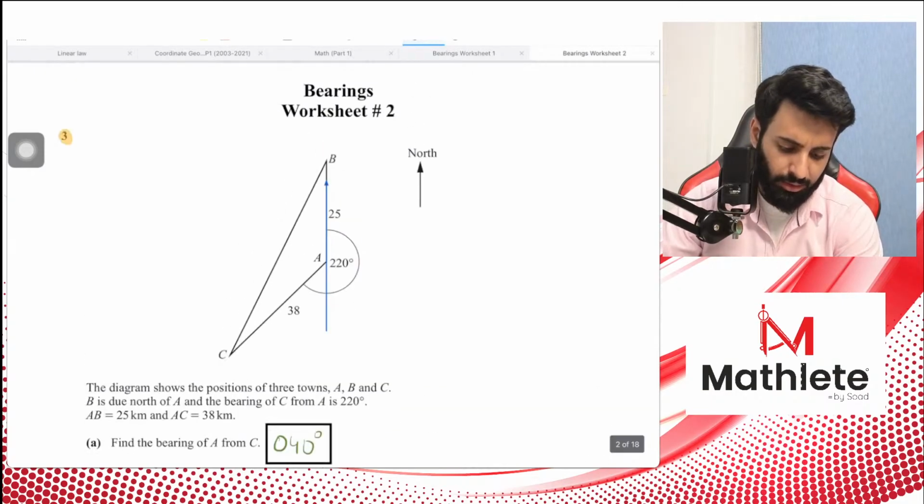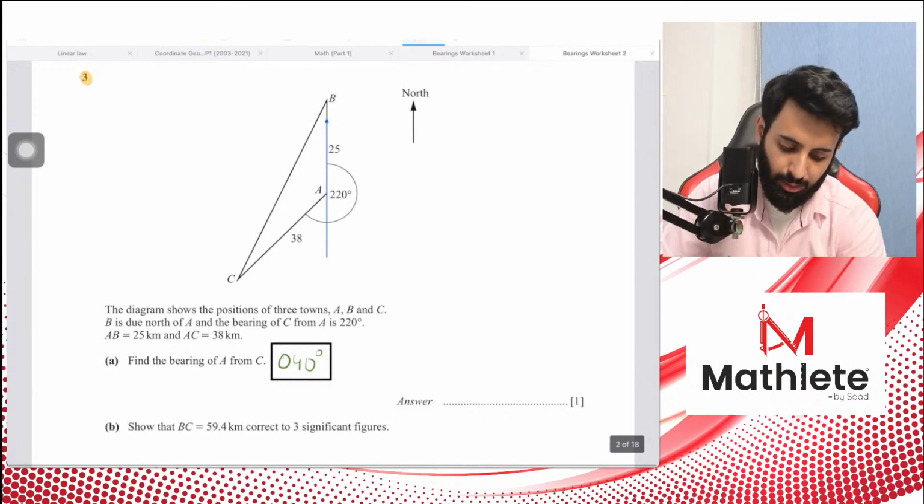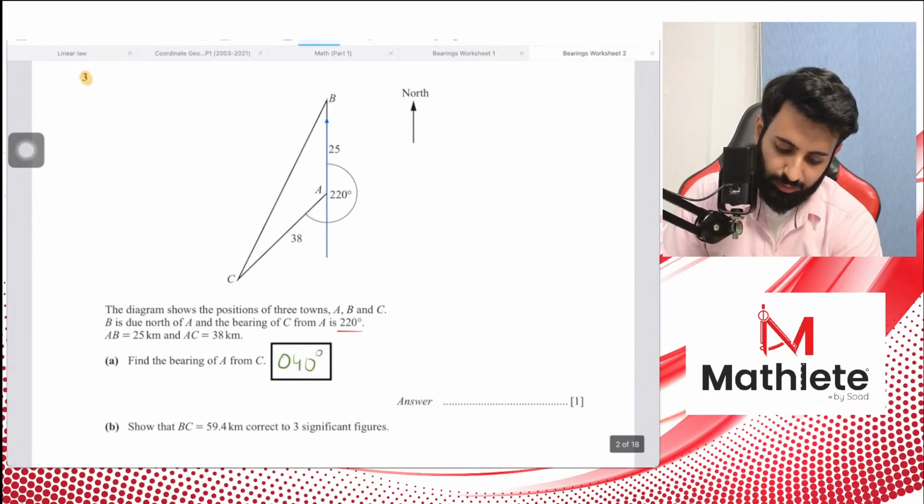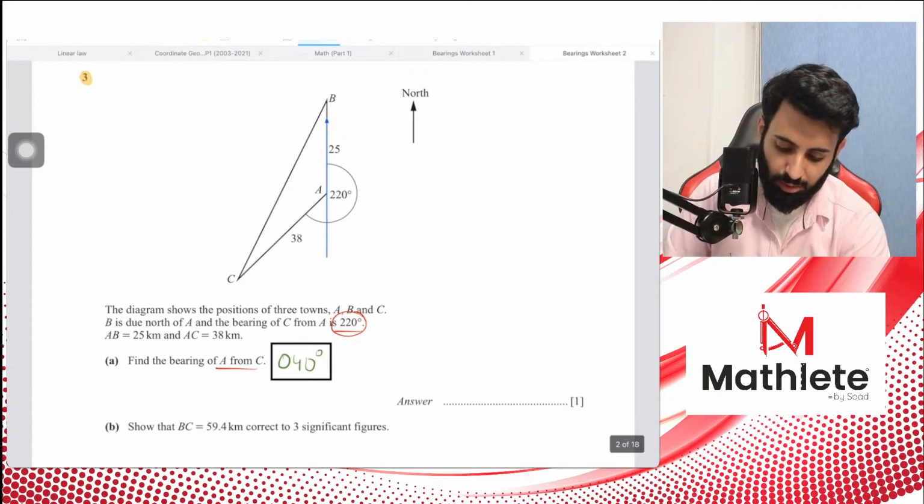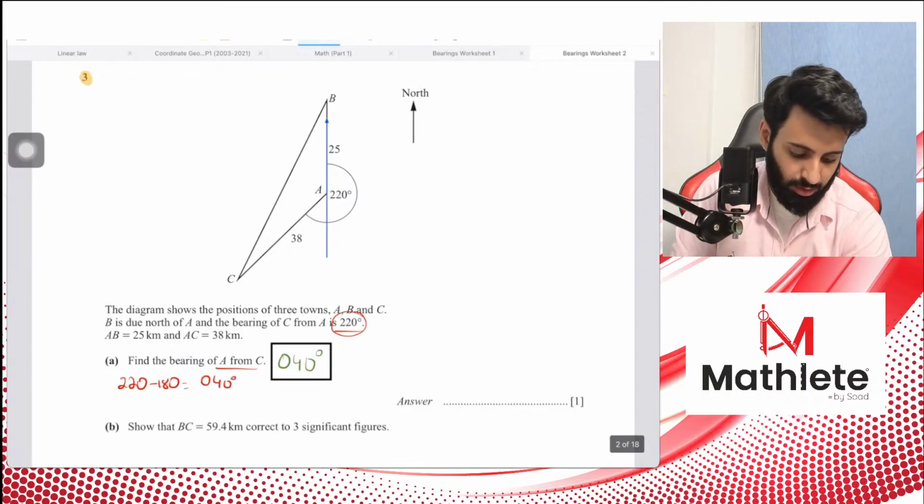So there's an easier way to this question. You already have the bearing of C from A, and you're asked to find the bearing of A from C. So if the given bearing is greater than 180, what do you do? You subtract 180 from the given bearing. So that's what you do. 220 minus 180, which is equal to 40 degrees, but please don't forget to write it as 040.